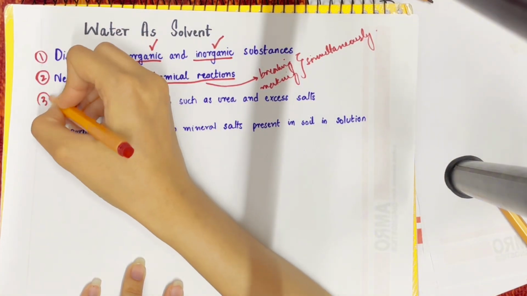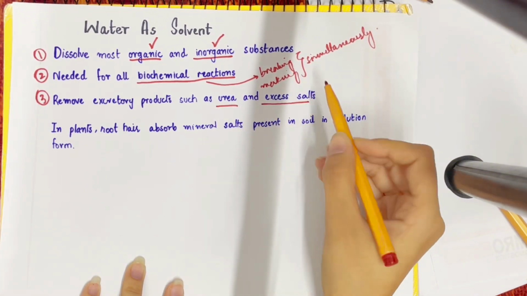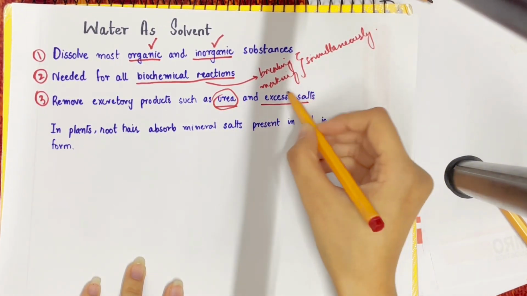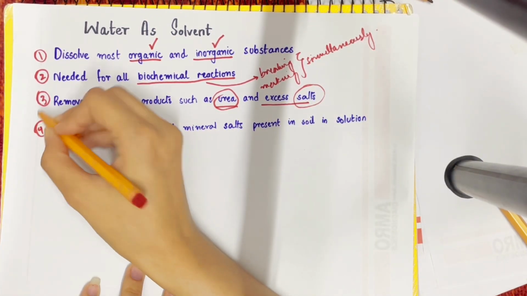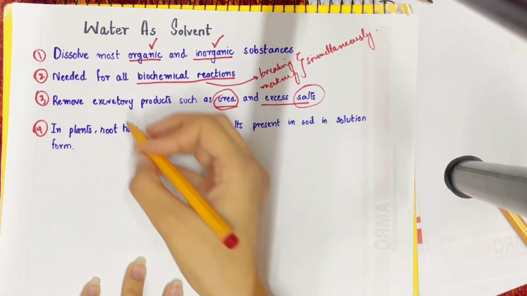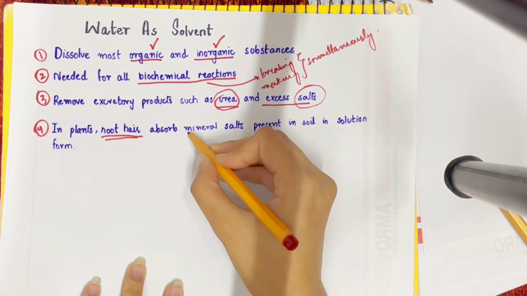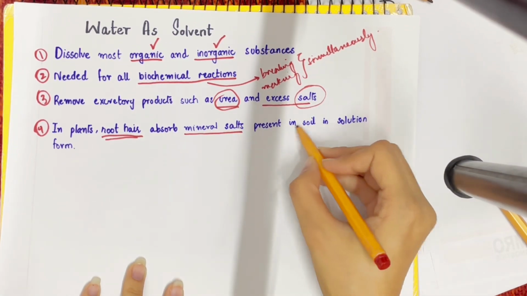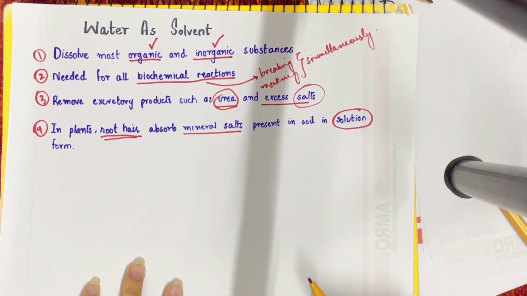The third point says it removes excretory products such as urea and excess salts. So along with the water, sometimes particles of urea and excessive salts are also secreted out. Thus, water plays a very important role in this also. Number 4 pointer says in plants, root hairs absorb mineral salts present in the soil in solution form. The root hairs are basically the structures of the plant that are responsible for absorbing the minerals and water from the soil. So they are present in the soil in solution form. Thus, it means that water also acts as a solvent for the plants. So these are the 4 important pointers due to which we can say that water acts as a solvent.